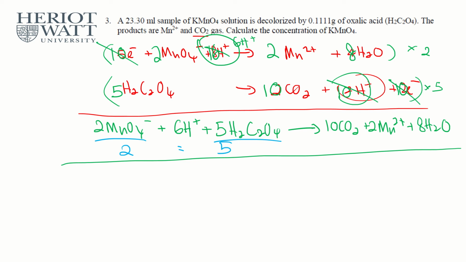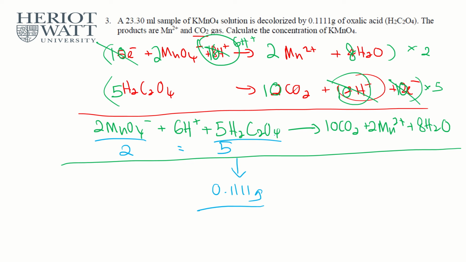Okay, now we can start calculating as usual the mole concept. All right, so if I have 0.1111 grams of oxalic acid, what is the mole here? 0.1111 grams over the molar mass of this oxalic acid, 2 plus 24 plus 64.